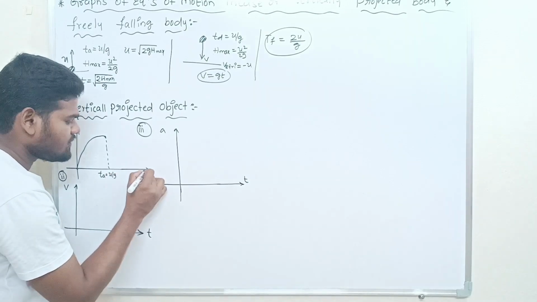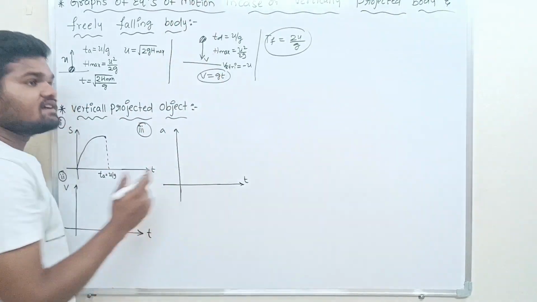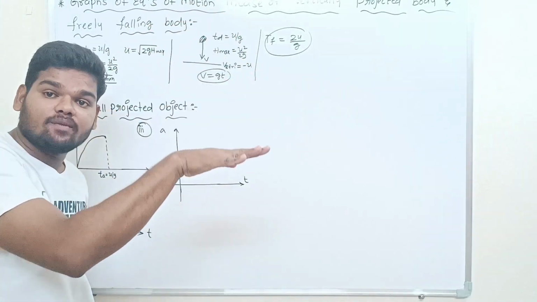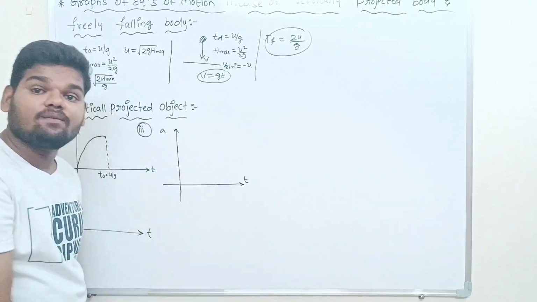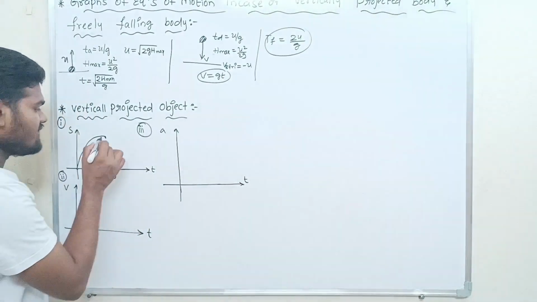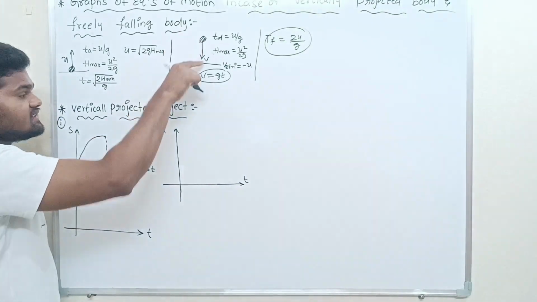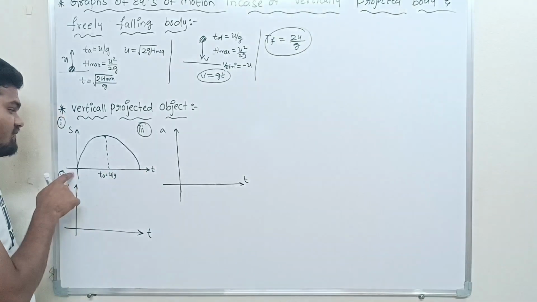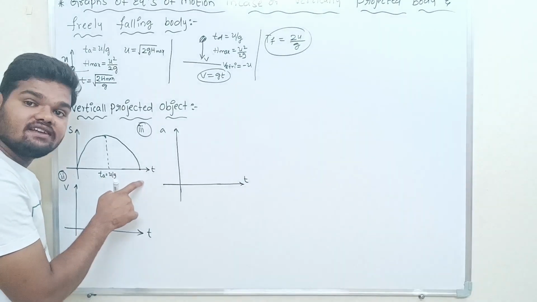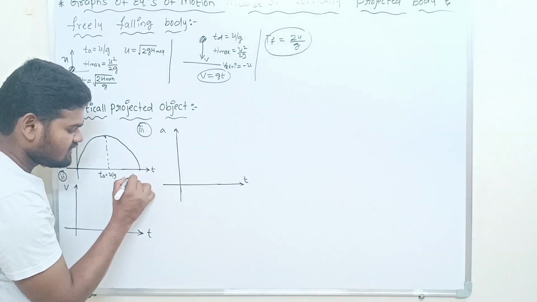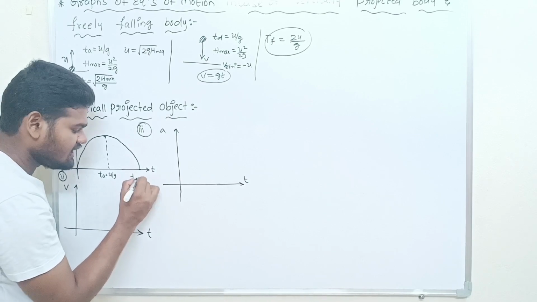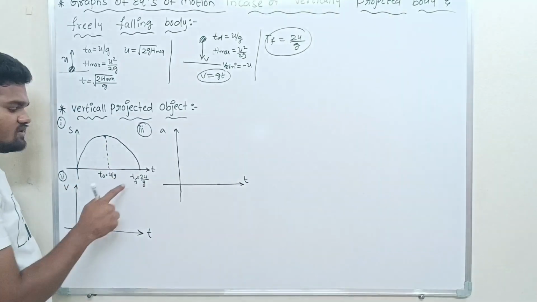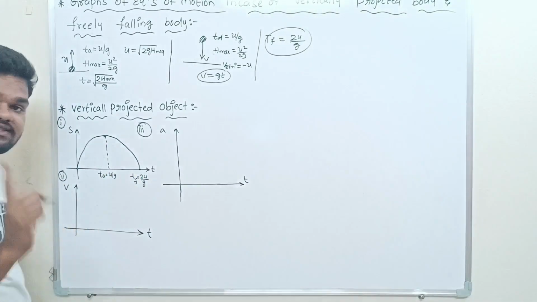After it reaches the maximum height, it moves towards the ground again. That means it is a freely falling object. Whenever it is moving towards the ground from maximum height, its displacement decreases, decreases, decreases and becomes zero. That means it has reached where it started. At what time does it reach the ground? Again, time of flight, tf is equal to 2u by g. At this time the displacement of the object is zero.